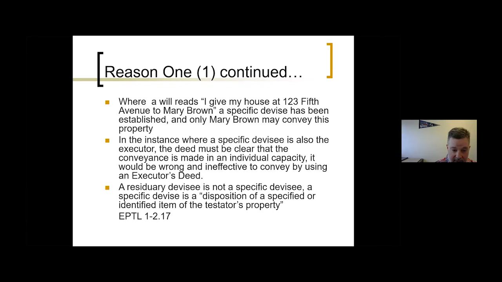A residuary devisee is not a specific devisee. So you've got to pay special attention to the language in the deed to see: do I have a specific devise here, or is it just a general residuary devise? Do I need the executor, or do I need a specific devisee? Obviously, if it's not clear and you're at the stage where you're coming to a closing, give us a call and we'll go through it with you.